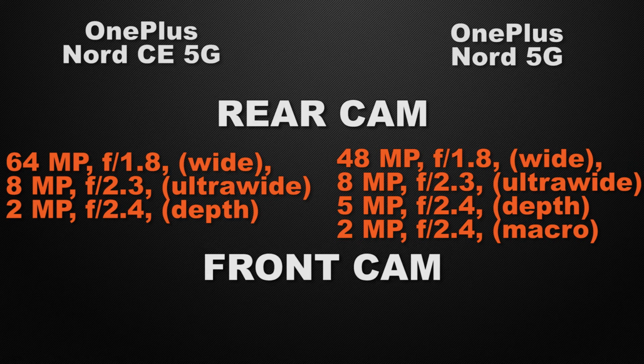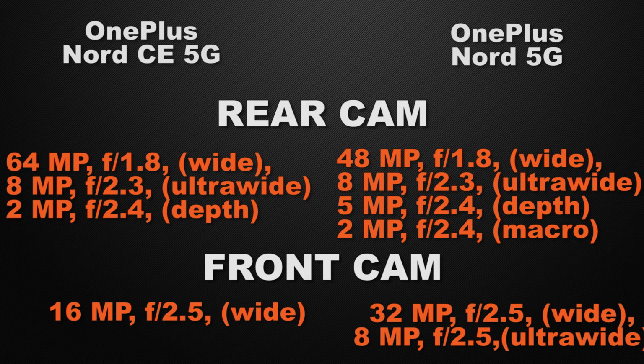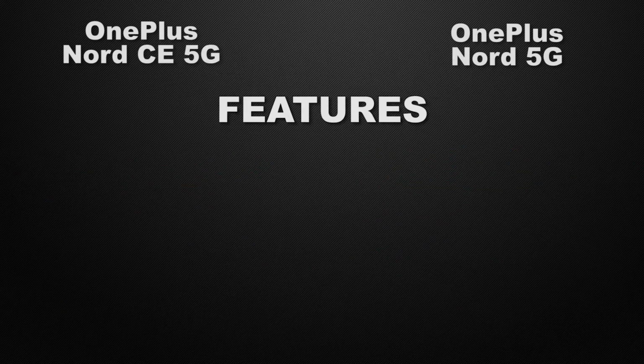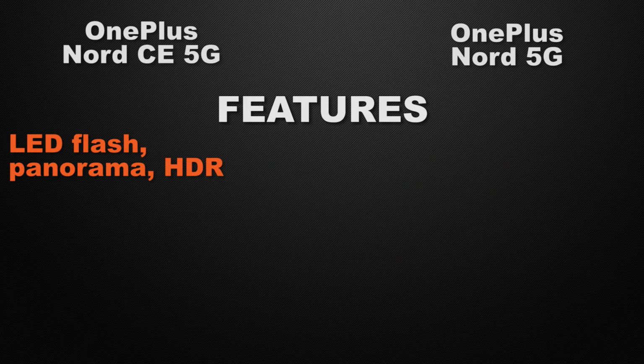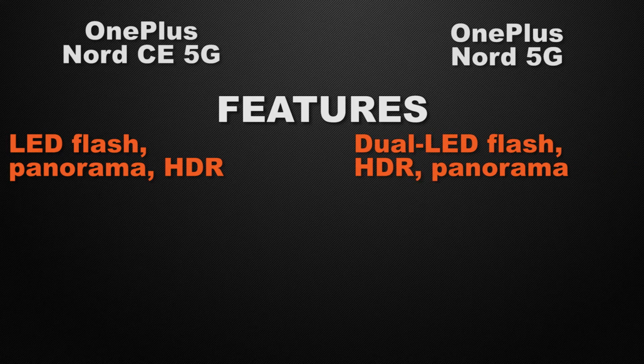And about the front camera of the devices, Nord CE comes with 16 megapixel of wide camera, whereas Nord comes with dual camera setup, 32 megapixel of wide camera and 8 megapixel of ultra wide camera. So without a doubt, the winner here is Nord because it have dual camera setup. Let's talk about the camera features of the devices. Nord CE comes with LED flash, HDR and panorama, whereas Nord comes with dual LED flash, HDR and panorama. So the winner here is Nord because it have dual LED flash.